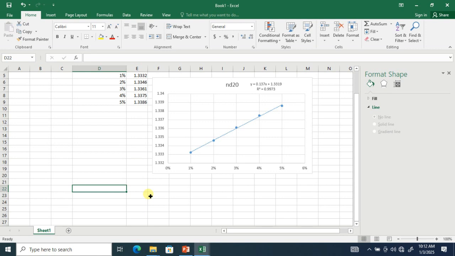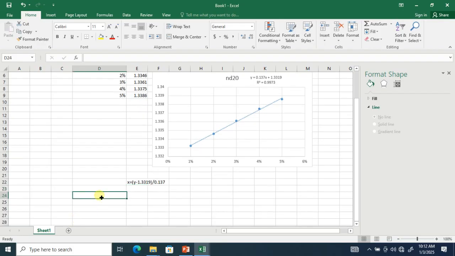Simple equation. First you type it anywhere in your Excel, for reference: x equal to bracket y minus 1.3319, divided by 0.137. Now see, suppose in this column we will have the values. Let's say the unknown value is 1.3359. This is a value of y, and we need x.